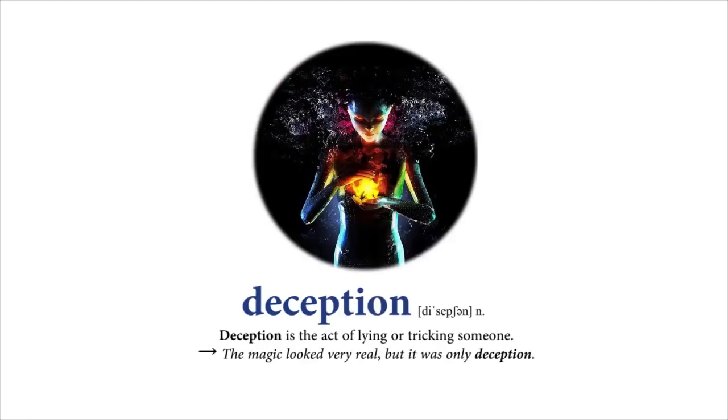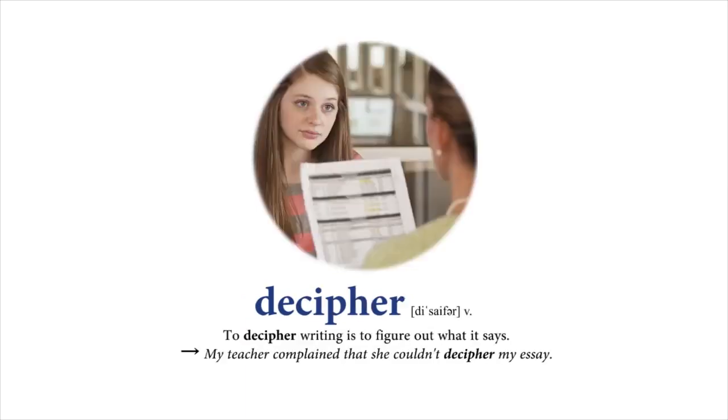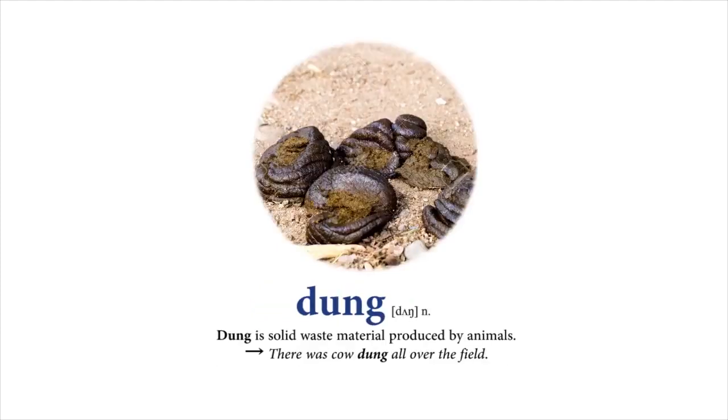Deception. Deception is the act of lying or tricking someone. The magic looked very real, but it was only deception. Decipher. To decipher writing is to figure out what it says. My teacher complained that she couldn't decipher my essay. Dung. Dung is solid waste material produced by animals. There was cow dung all over the field.